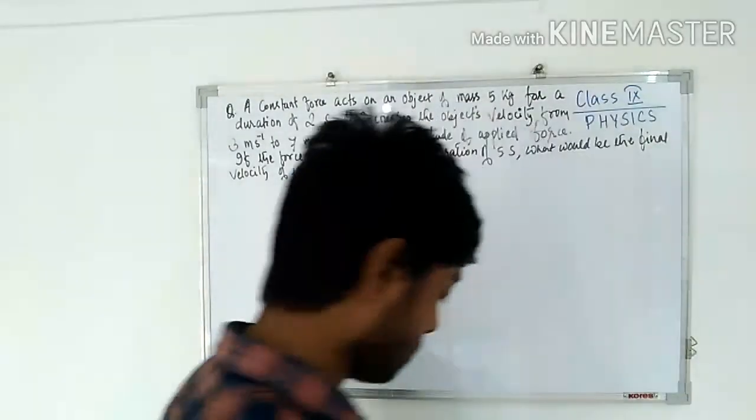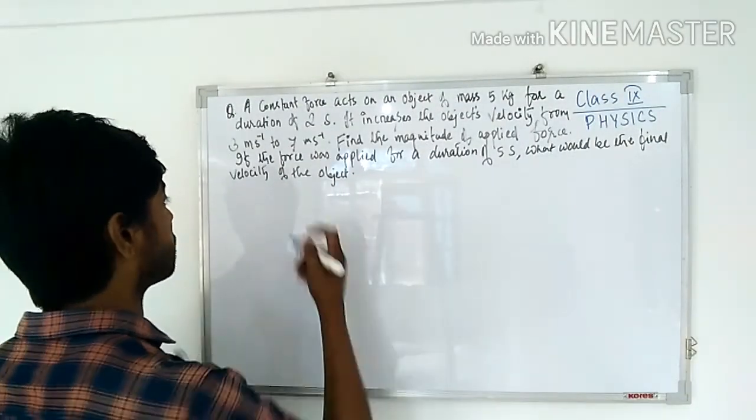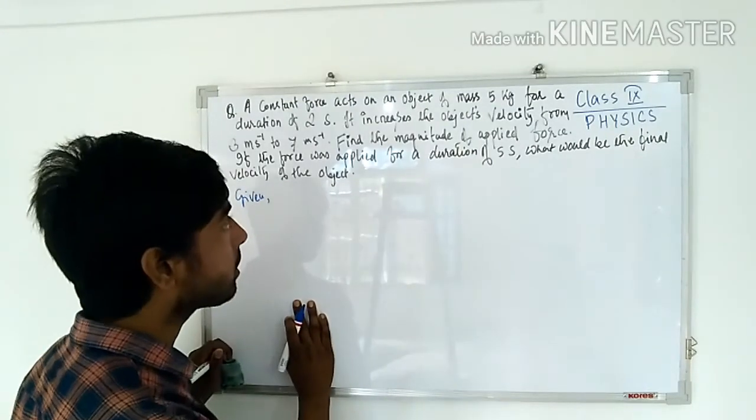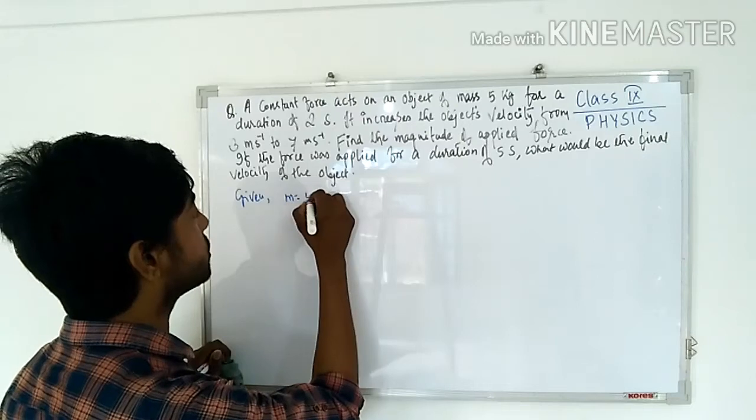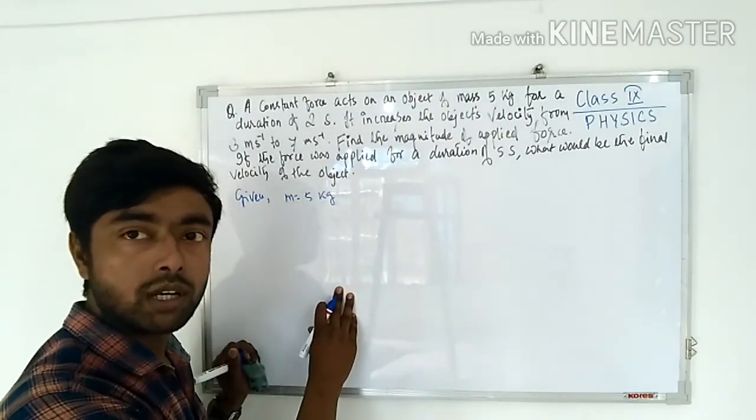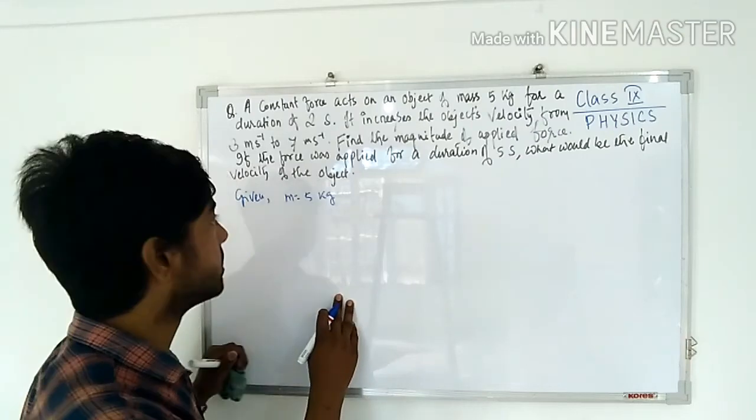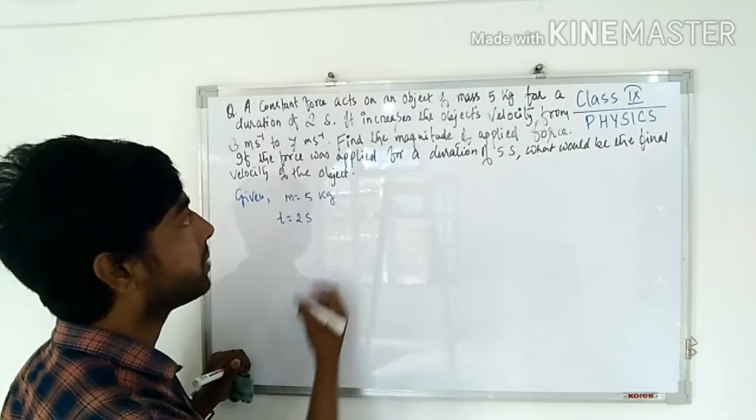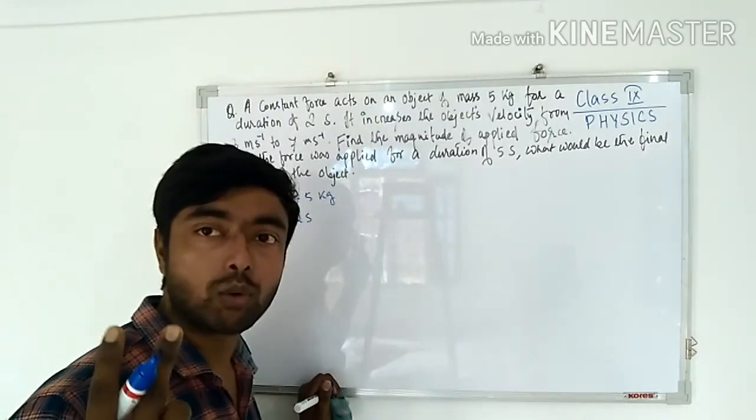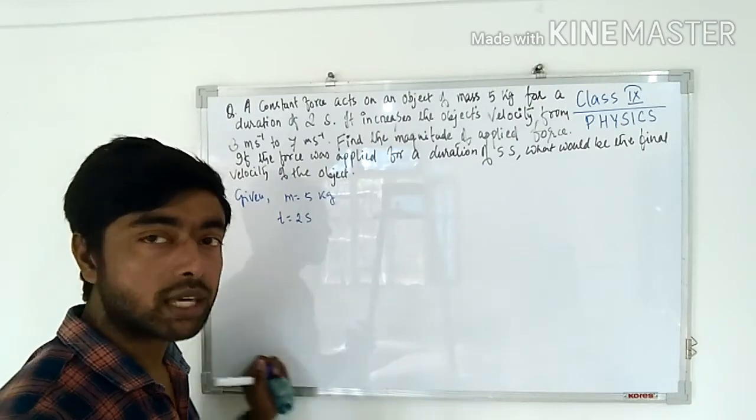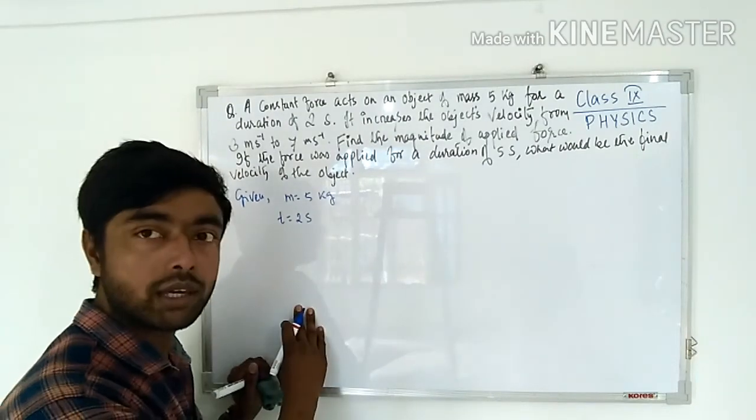Okay, so first of all we have to write what is given. What is given in the question? It is given that mass is equal to 5 kg. Kg is the SI unit, so no need to convert. Next, time is given as 2 seconds. यहाँ पे 2 क्वेश्चन हैं, पहले वाला में टाइम 2 सेकेंड है. So we have to use 2 seconds here.